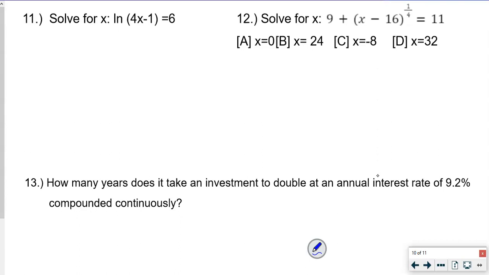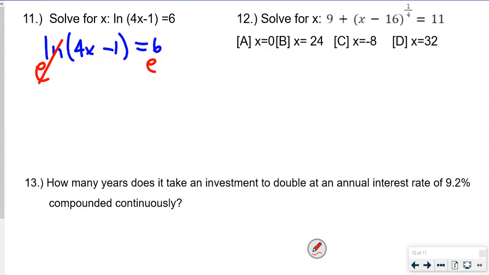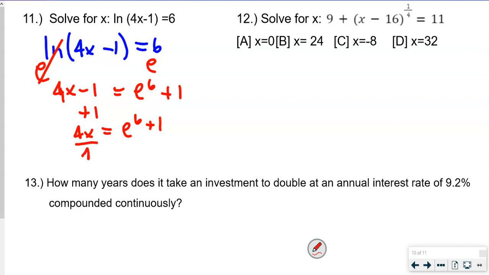All right, so this says solve for x. So we're going to do ln of 4x minus 1 equals 6. How do we get rid of an ln? We use an e, right? So we're going to take e to both of these. So when we do that, that goes away. And we get 4x minus 1 equals e to the 6th. And then we're going to add 1 to both sides, right? So this is going to be 4x equals e to the 6th plus 1. And then aren't we going to divide both sides by 4?